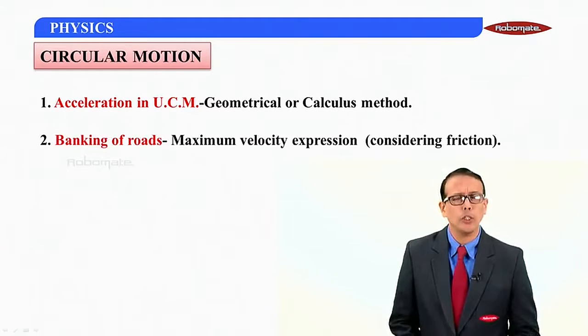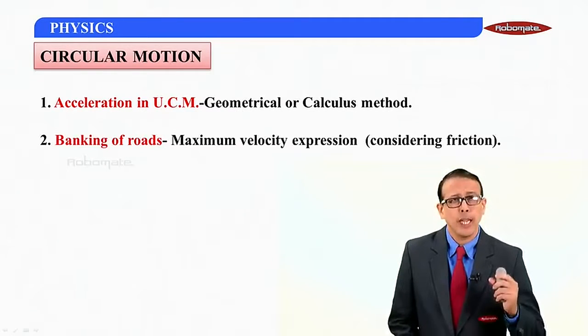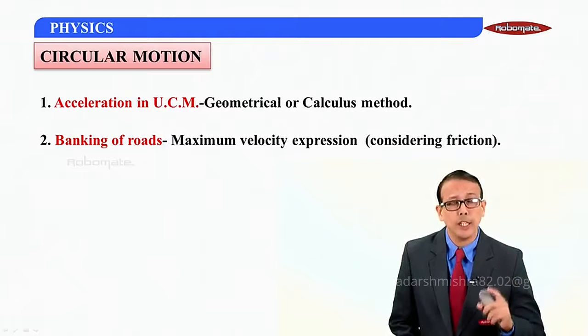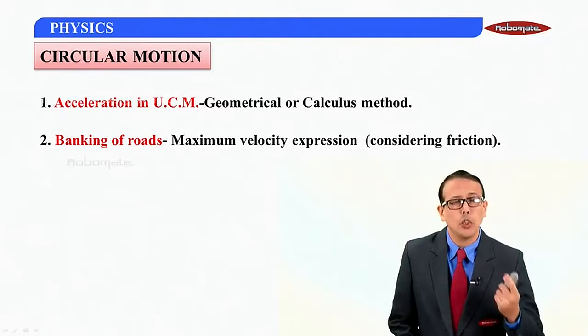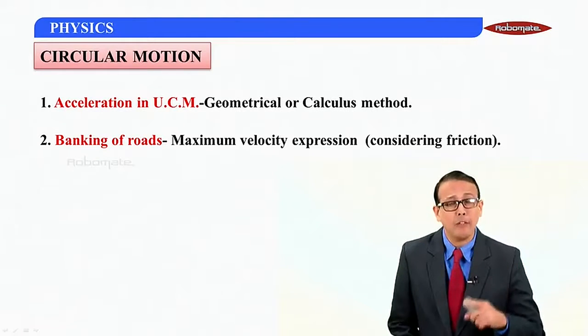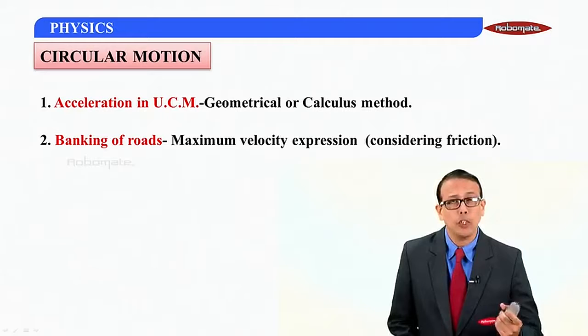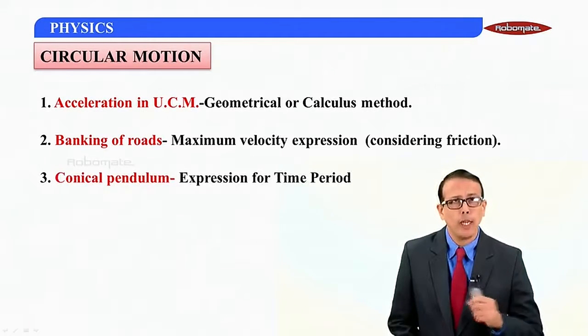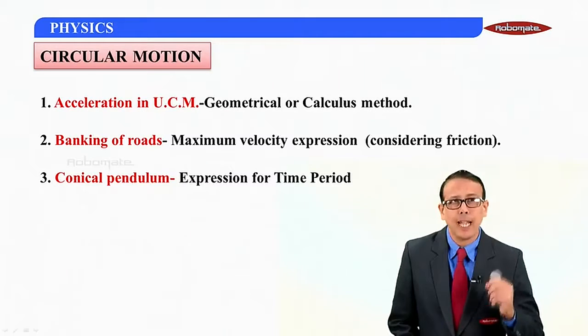The next important question is, students, banking of roads, expression for maximum velocity along a curved banked road considering friction. Again in this question, diagram is absolutely necessary, showing the resolution of normal reaction and friction, equating the forces and thereby deriving the expression. Next question is conical pendulum, expression for time period.